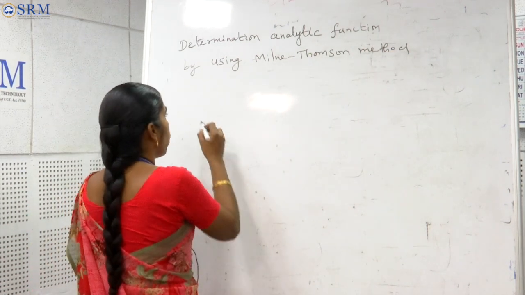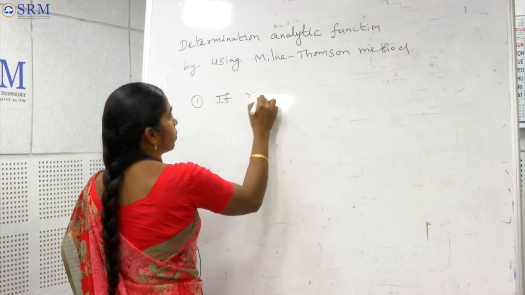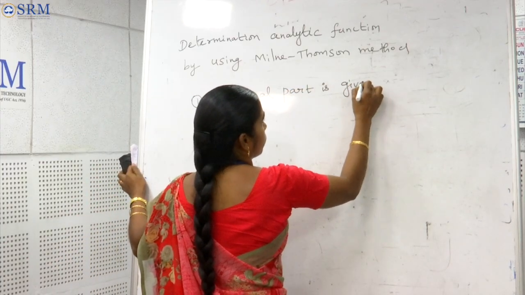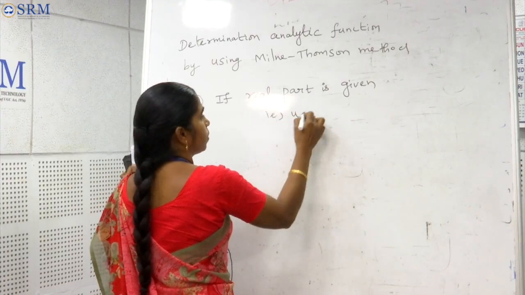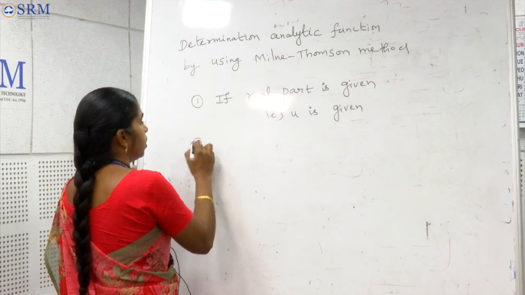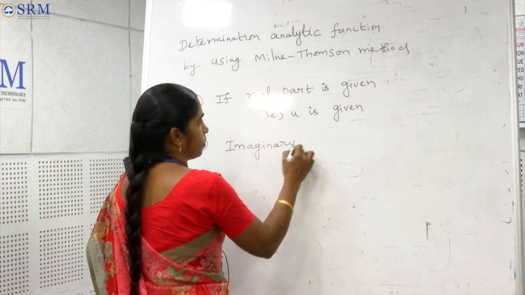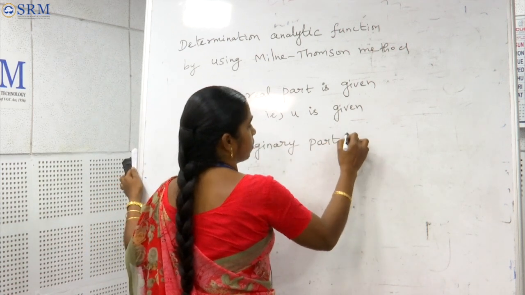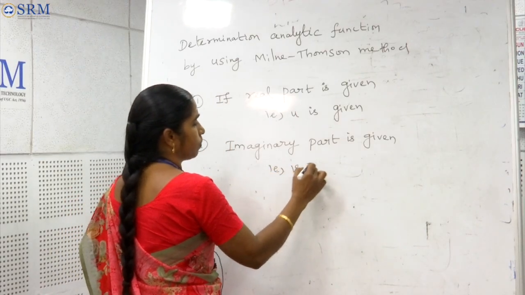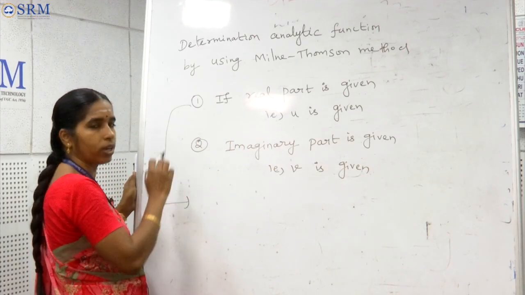There are two types. One is when the real part is given, that is, u is given. The second is when the imaginary part is given, that is, v is given. First, I explain how to find it if the real part is given.